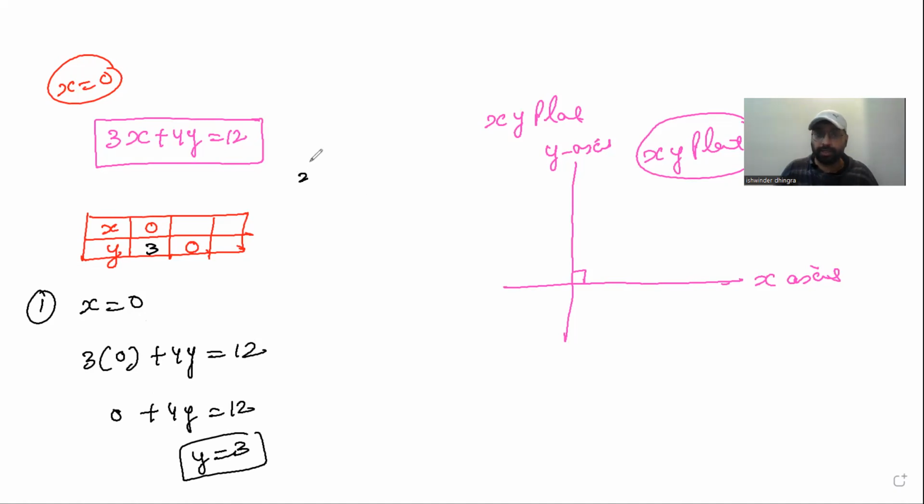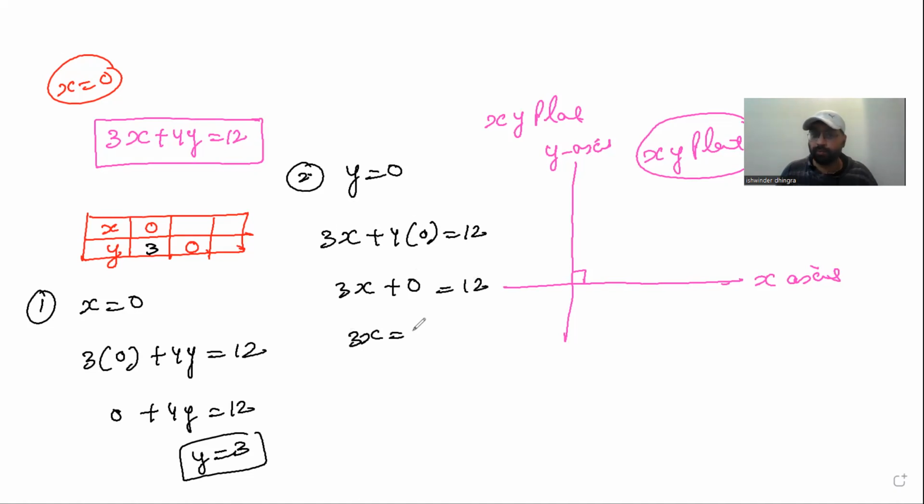Now let's come to the second scenario. I'll take y is equals to 0. Now, when I take y is equals to 0, this will be 3x plus 4 into 0, that will be equals to 12. So this will be 3x plus 0 equals 12. So I'll get 3x is equals to 12 and x will be equals to 4. Right? So you know what we have?